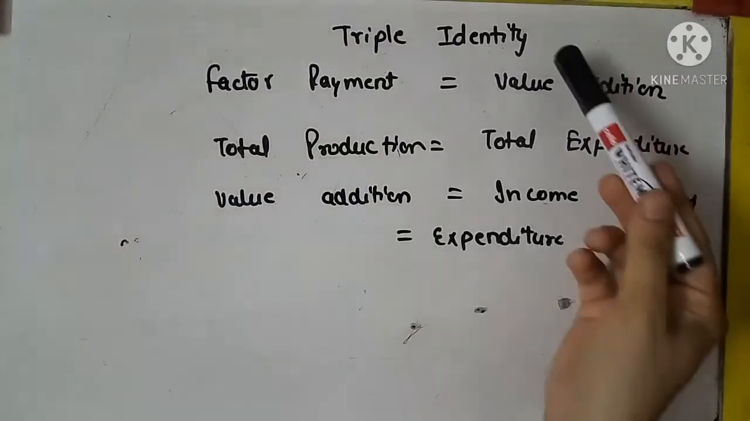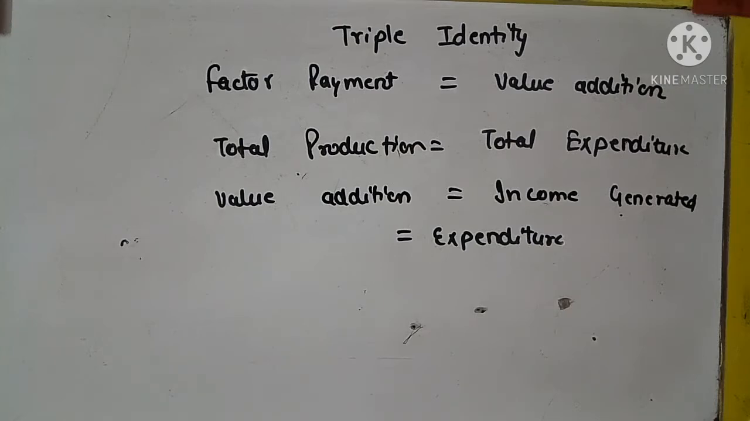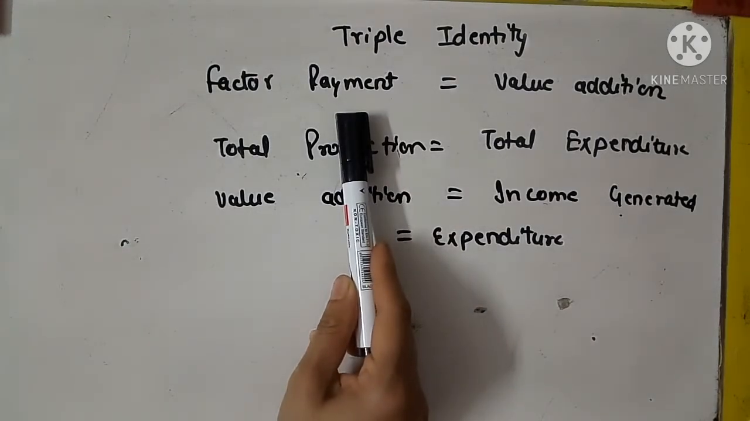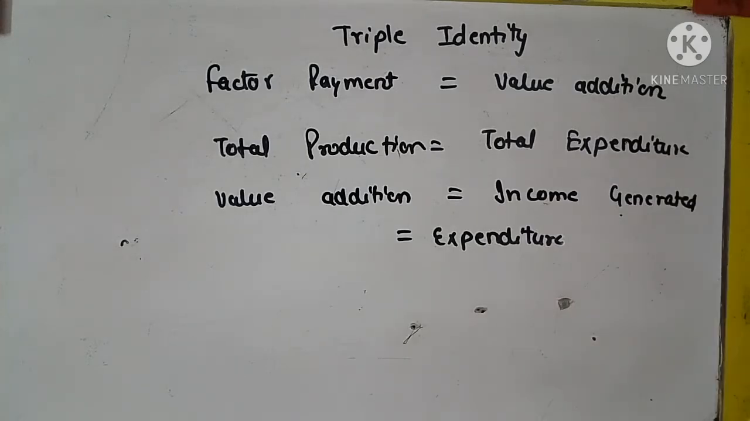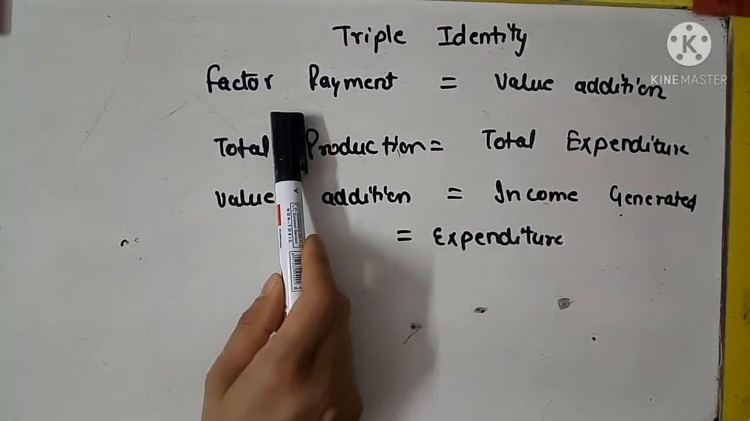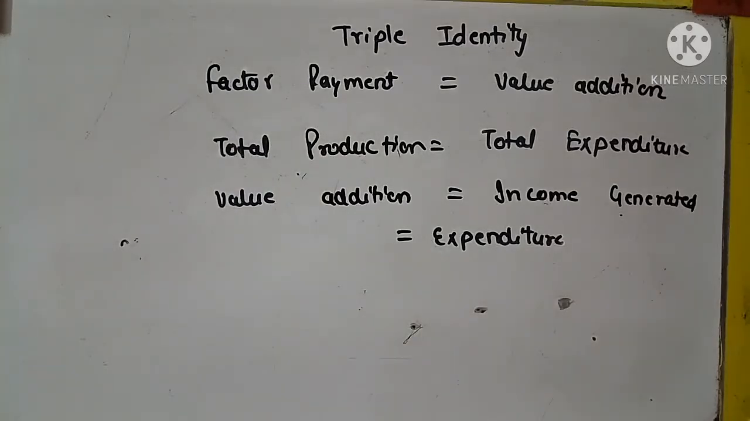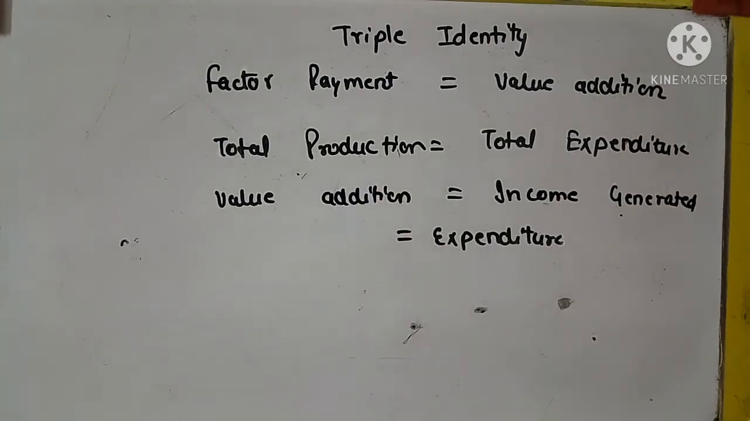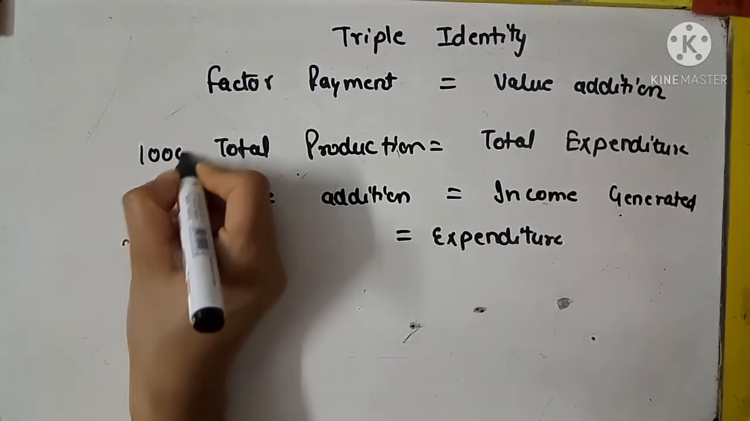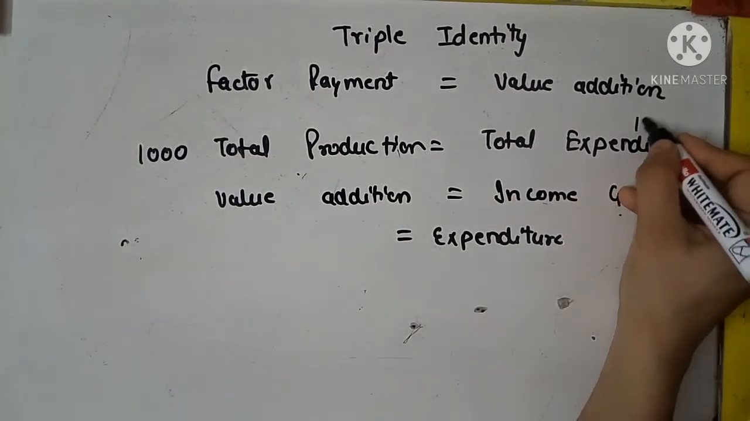Second last topic is triple identity. In the circular flow of income, we include three things, so that is why it is known as triple identity. First, all our factor payment is equal to value addition. While we are producing the good, whatever extra amount we add to that product is equal to our factor payment. Second identity is that whatever we produced in our economy is equal to our total expenditure. If the producer produced 1000 goods, then the consumer will buy 1000 goods.